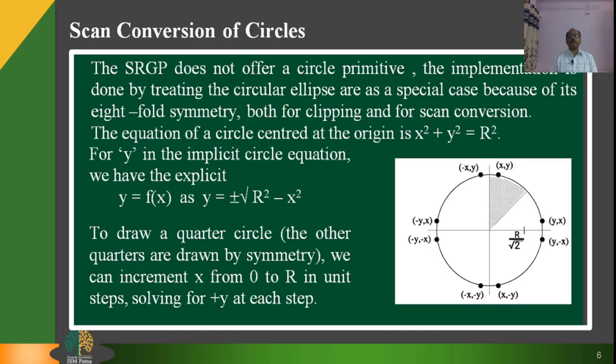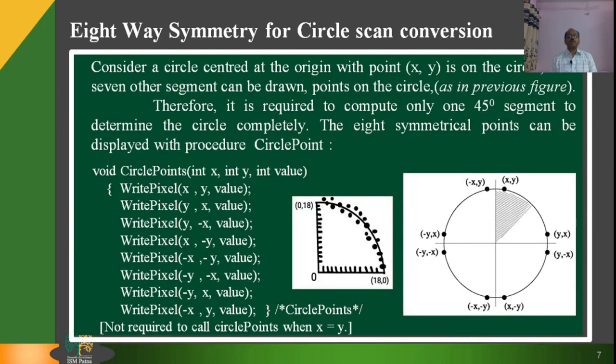So, these will be discussed and shown to you all on the computer by using a program. So, this is the 8-way symmetrical circle point function. Consider a circle centered at the origin with point (x, y) as one point on the circle. 7 other points can be drawn on the circle as in the figure.